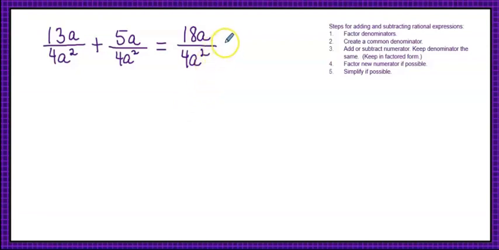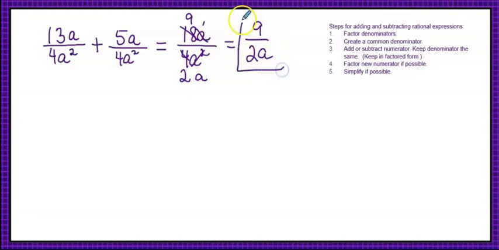Well, I can actually simplify this. 18 and 4 have a factor of 2 in common, so I can divide both of those by 2. And then a and a squared, they will cancel. Divide by a here, that's a 1. Divide by a here, a squared divided by a is a. So my answer is 9 over 2a. So my denominator started out the same, so it was really easy. Just add across the numerators and then simplify if you can.